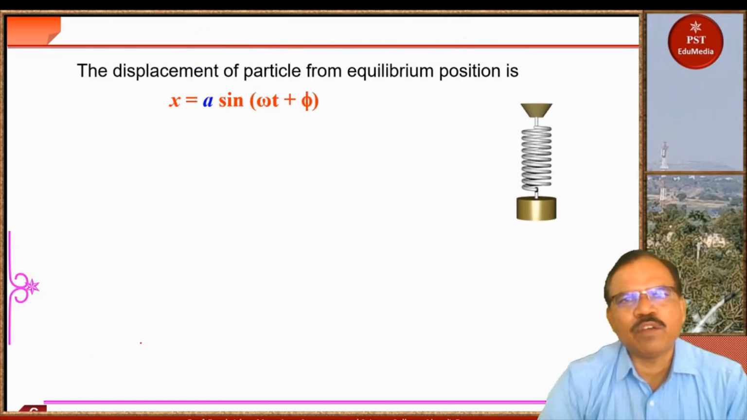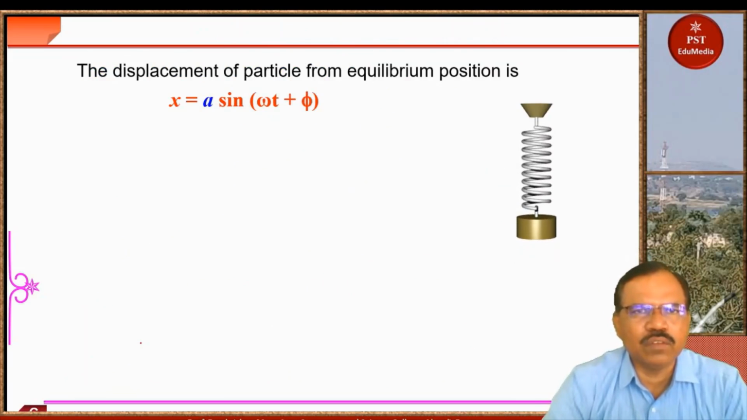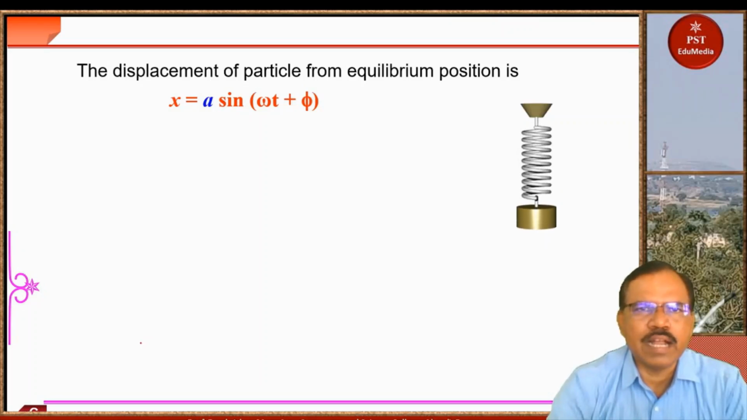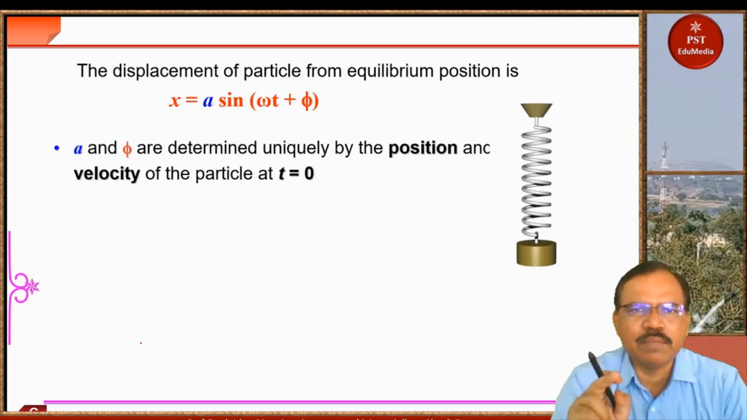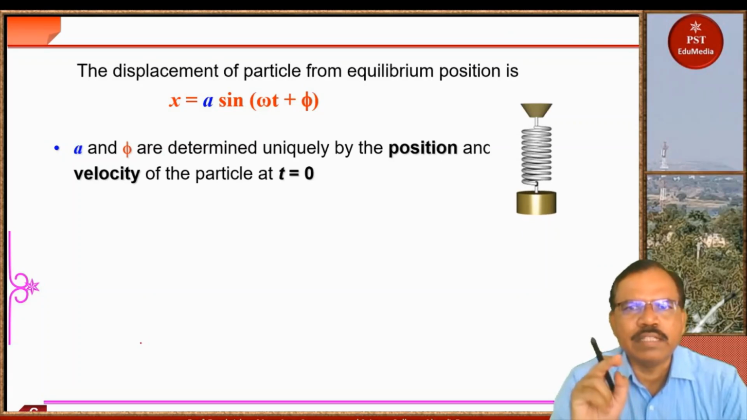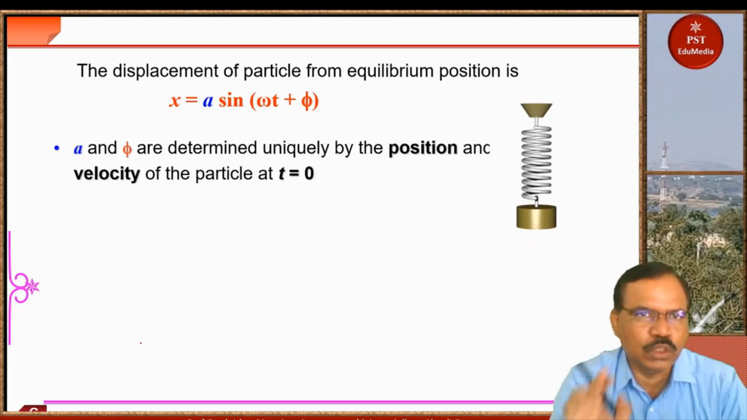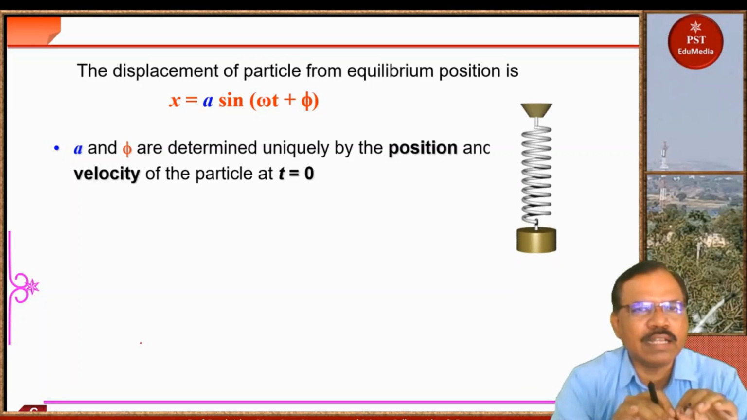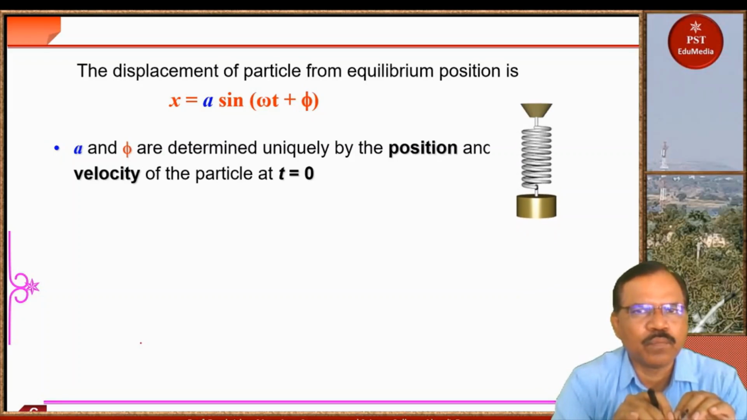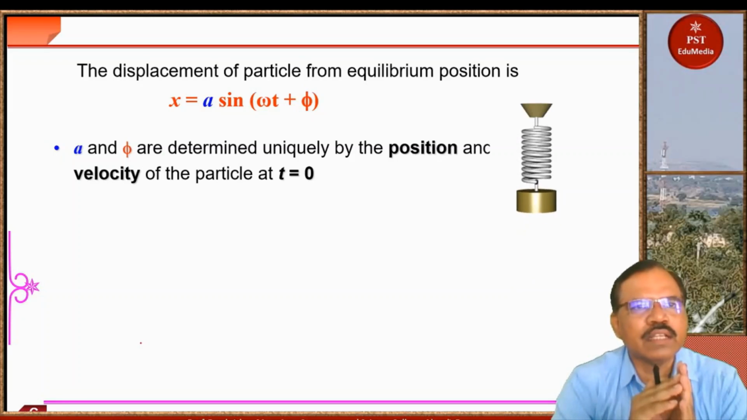Now from this we define certain quantities. The displacement of the particle from the equilibrium position is given by x is equal to a sine omega t plus phi. Phi is called the starting phase. Now a and phi are determined uniquely by the position and velocity of the particle at t is equal to 0. What is the position of the particle at t is equal to 0, and what is its velocity at t is equal to 0? That decides a and phi.